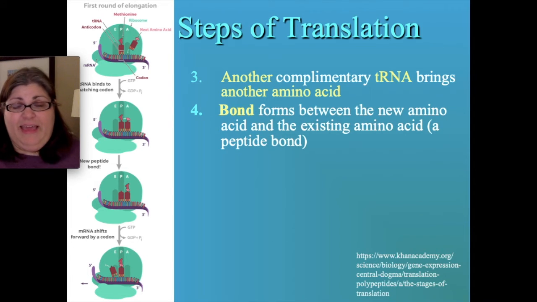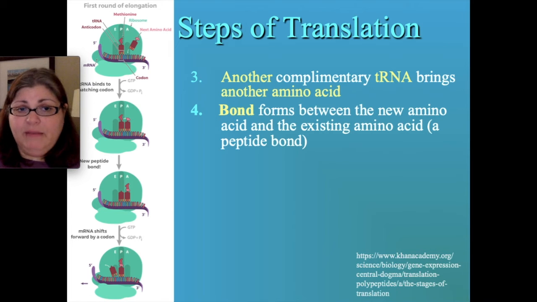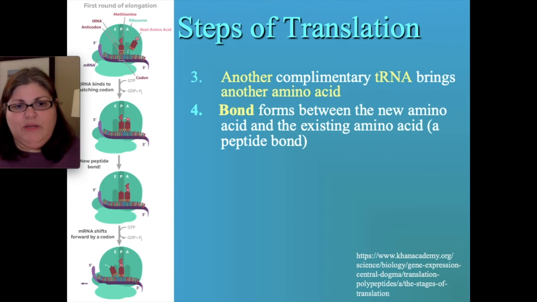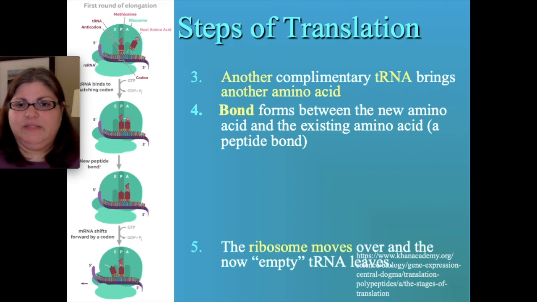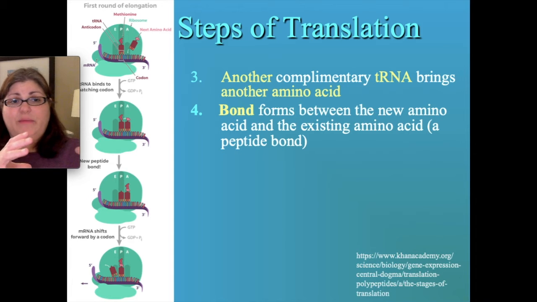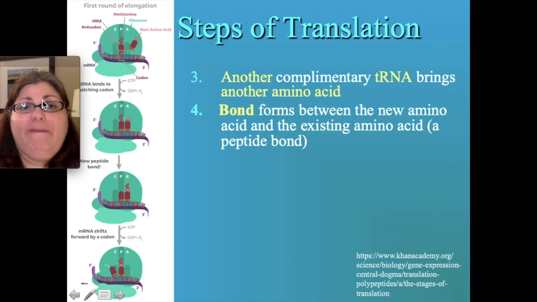The tRNA that came has its own amino acid on it, and so a bond forms between the new amino acid and the existing amino acids. It happens to be called a peptide bond, and so sometimes this string of amino acids is called a polypeptide chain. That's not important, I just wanted you to be familiar with the term in case you see it. So then the entire ribosome moves over a little bit.